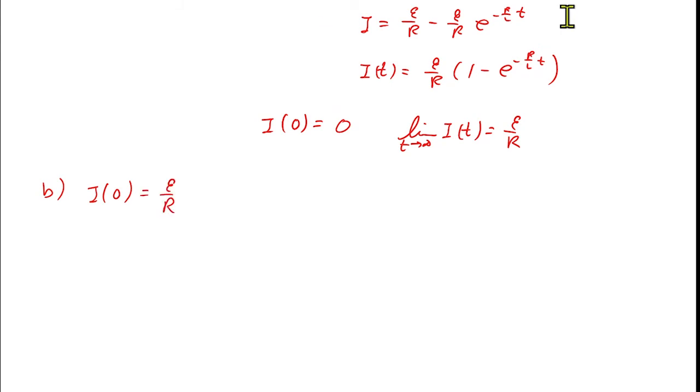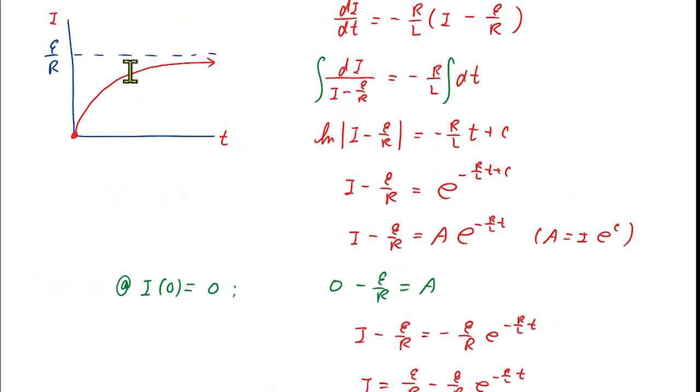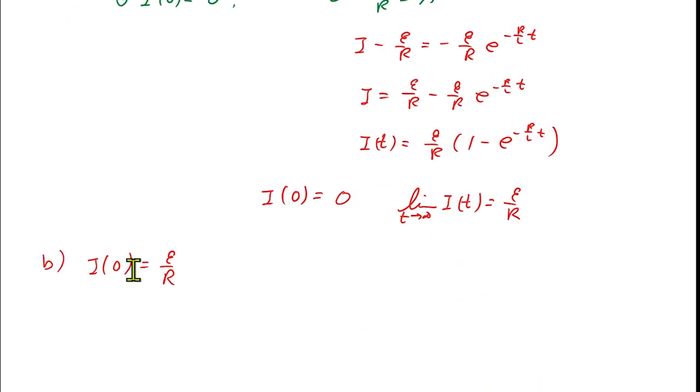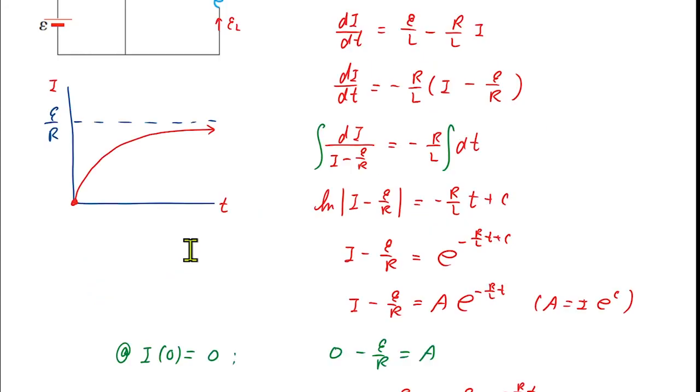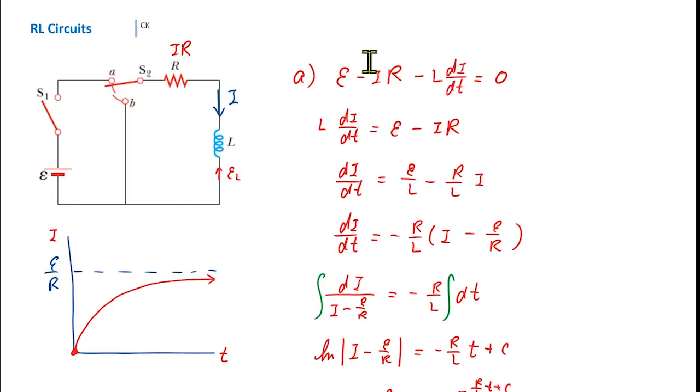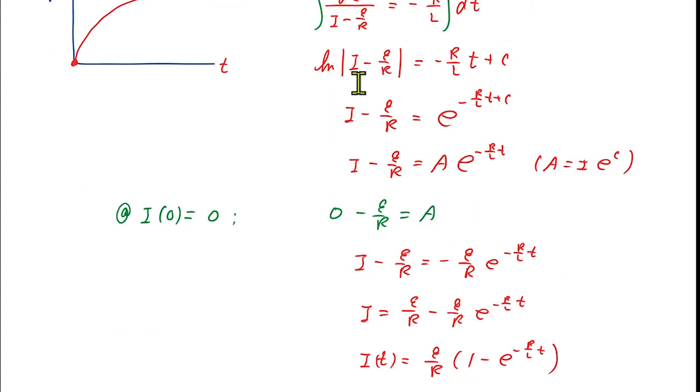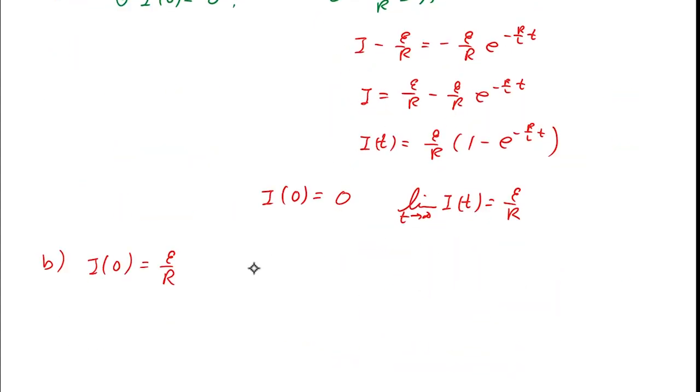After waiting long enough, once the current level reaches that asymptotic behavior, then we throw the switch to the other direction. So that becomes our initial current. Good. Okay, and then the differential equation remains the same, except this thing disappears now, right? So what we have is negative I R minus L dI over dt is equal to 0 with this initial condition.